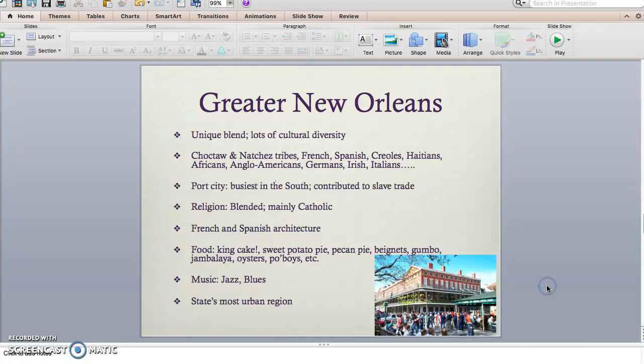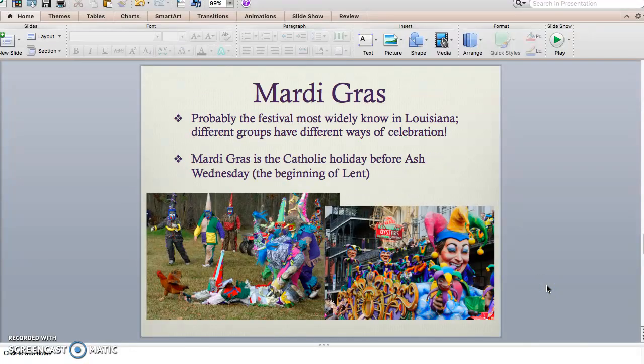Okay. All right, let's talk about Mardi Gras too. It's probably the biggest festival in Louisiana, probably the most widely known in Louisiana, and different groups have different ways of celebrating Mardi Gras. So Mardi Gras is a Catholic holiday. It's the day before Ash Wednesday. It actually means Fat Tuesday in French, and it signifies the beginning of Lent, which will end with Easter.